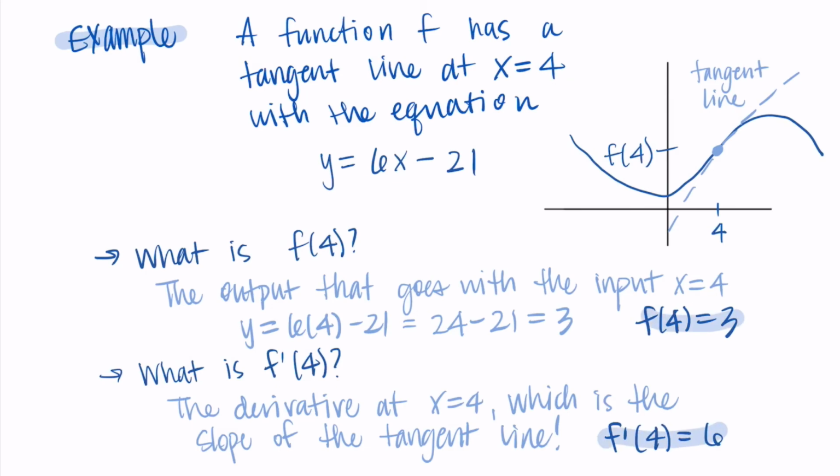So what this tells us is that the point (4, 3) is on the function, it's also on the tangent line, and the slope of the tangent line is 6, so the instantaneous rate of change at x equals 4 of our function is 6.